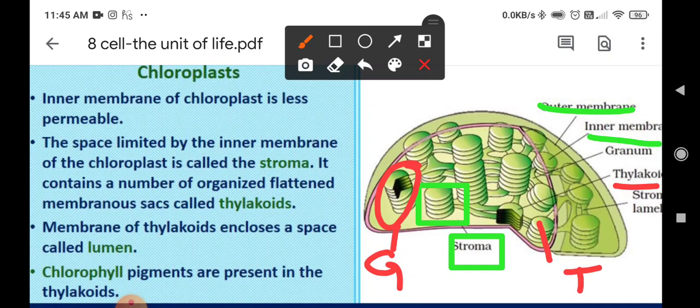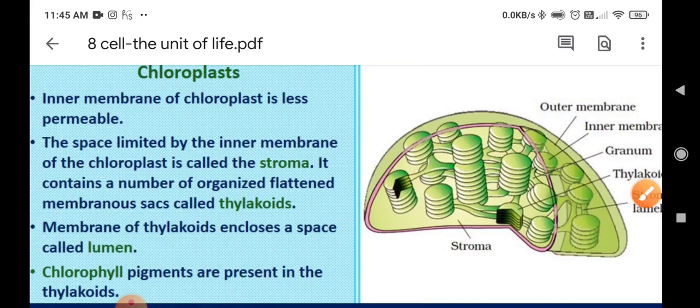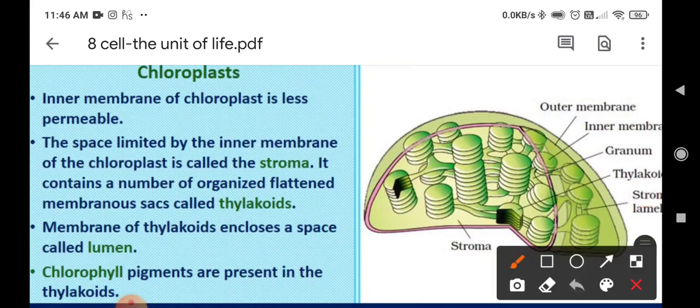All these piles are connected with each other like a web, and these connections are known as stroma lamellae. I hope it is clear. It is very easy to remember. Chloroplast is a double membrane structure. It is filled with stroma. It contains flat membranous sacs known as thylakoids, and each pile of thylakoids is known as granum, and the plural is grana. Now these thylakoids are membranous sac-like structures.